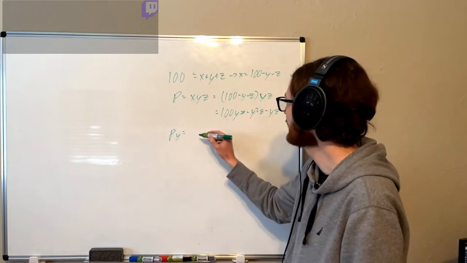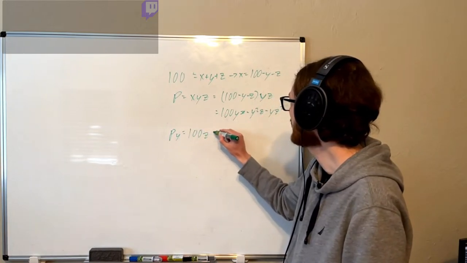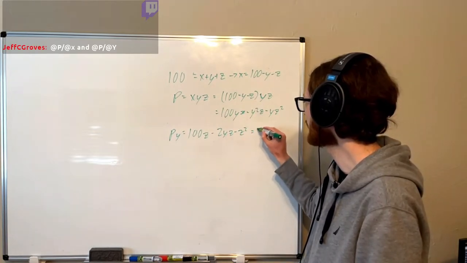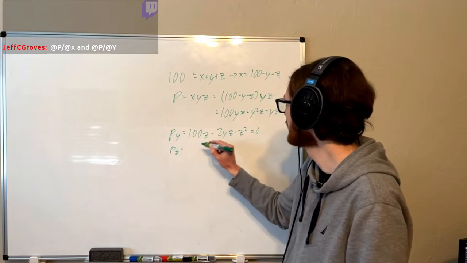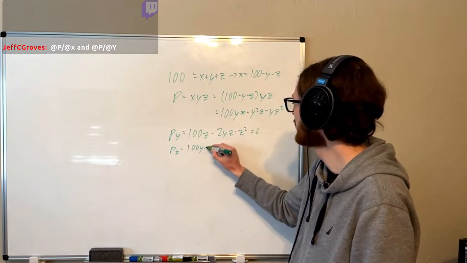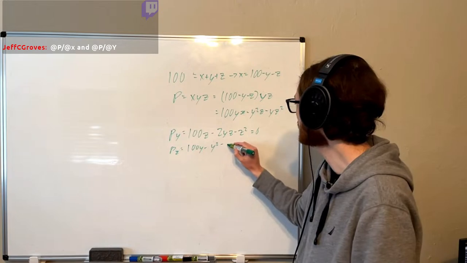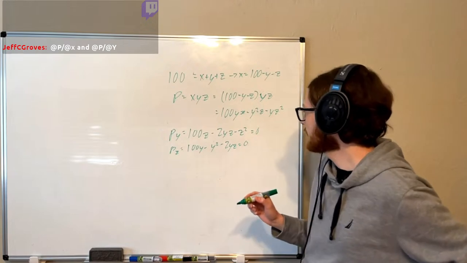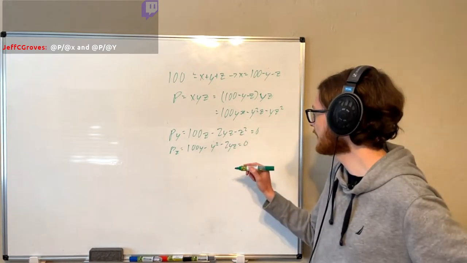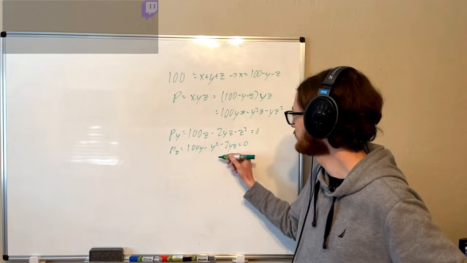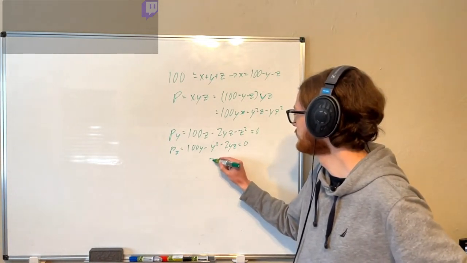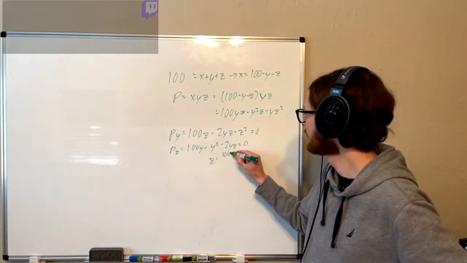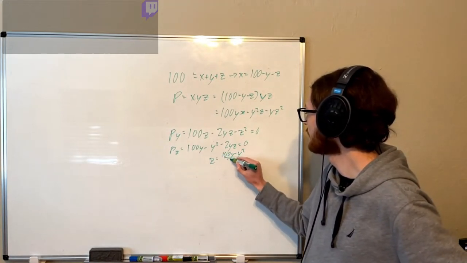So you do the partial in terms of y, which is 100z minus 2yz minus z squared. We're going to set equal to 0. We're also going to take the partial in terms of z, also set equal to 0. Just that. You can solve, I guess, this for z and plug it in up there. Get a quadratic. Maybe it's not a quadratic. Like that?